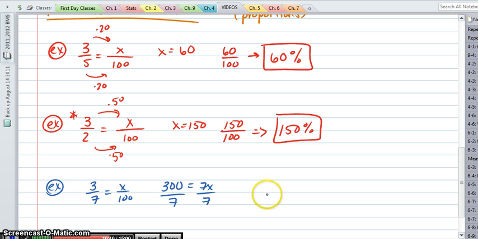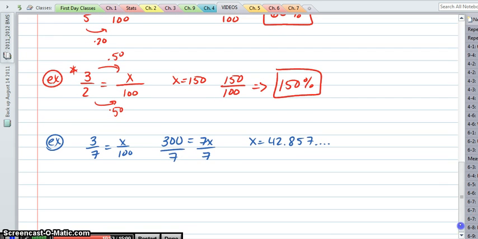When you set that up, you can go ahead and pause and do the math. Unpause when you're ready to see the answer. So when you do that, you do get 42.857... I didn't tell you how to round. Let's go ahead and round to the nearest tenth of a percent.